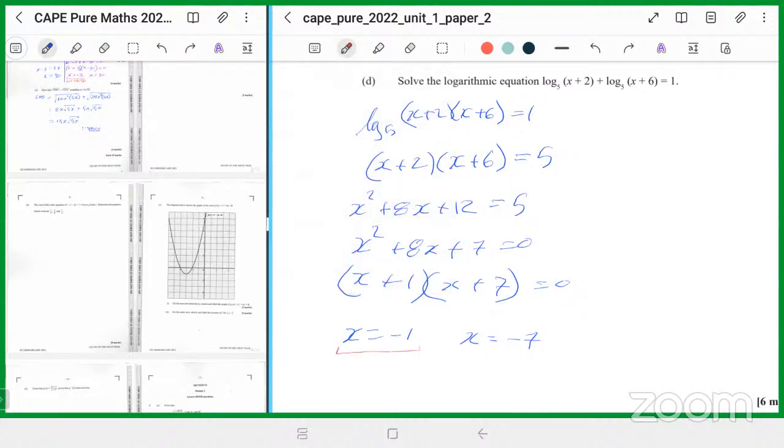So this one is an answer. Let's test the other now. I put negative 7 right here, and I'm working on log to base 5 of negative 5. But you can't find a log of a negative number. So it means that negative 7 is not valid. Same with what happened here, I put it here instead. Now we're working on a log of negative 1, which again is not valid. So this one is not a valid answer.